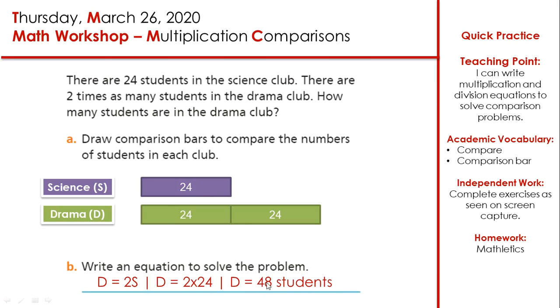So I can see that this way, using equations and the comparison bars, we come up with the same answer. Right here on the first one, the comparison bar, I have a visual way, and then I can translate the problem into an equation. Alright?